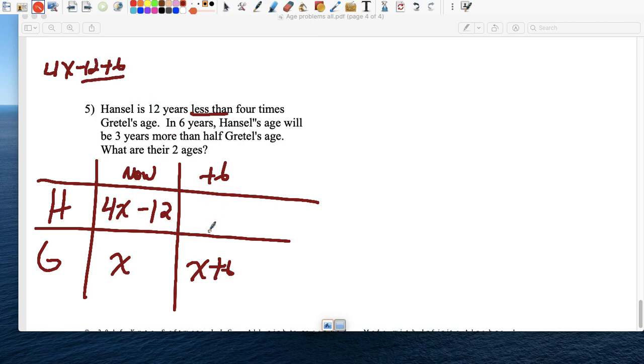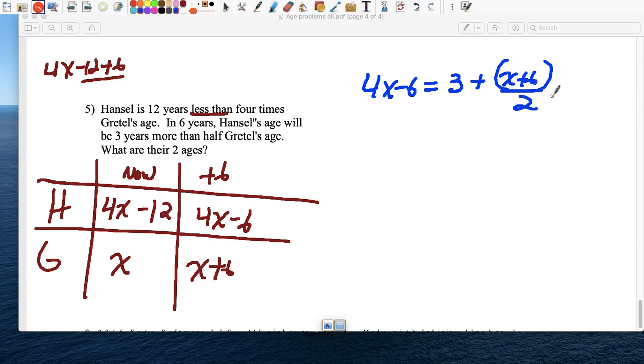Can we combine these two? Yes. We're going to go 4x minus 6. There we go. So in 6 years, Hansel's age, which is 4x minus 6, will equal 3 more than half of Gretel's age, x plus 6 in parentheses divided by 2. Same thing as the previous problem, right? I'm going to multiply this whole side by 2, multiply this whole side by 2. Don't want to worry about denominators, fractions.